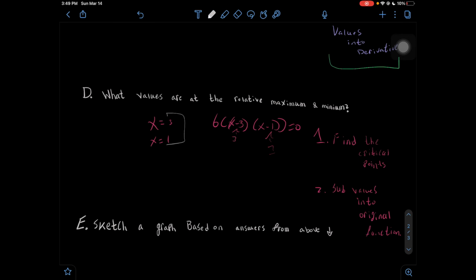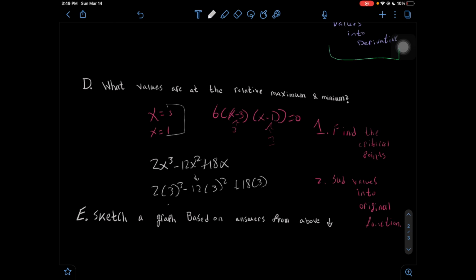And if you remember, our original function was 2x cubed minus 12x squared plus 18x. So now we're going to substitute in 3 first. So we have 2 times 3 cubed minus 12 times 3 squared plus 18 times 3. We know that 3 cubed is 27. So we have 2 times 27 minus, 3 squared is 9, 9 times 12 is 108, plus 18 times 3 is 54.